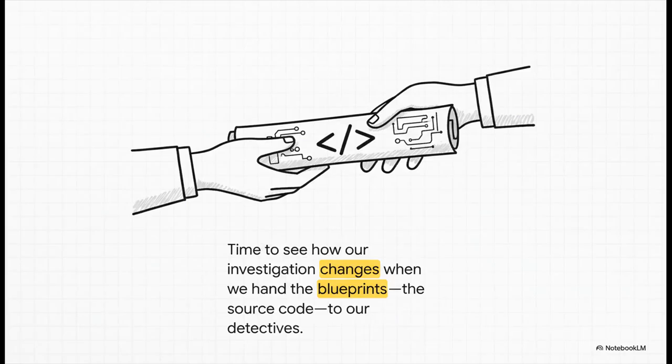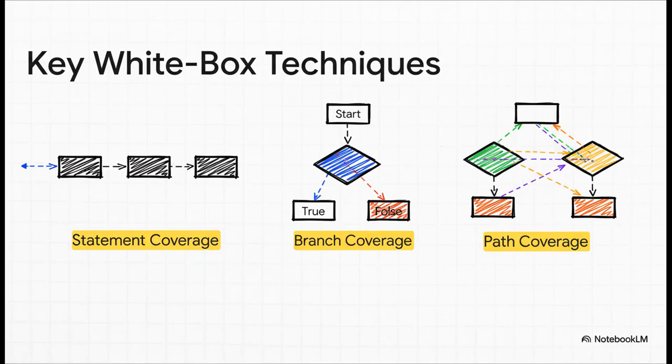All right, so we've seen what our outside-in detectives can pull off. Now it's time to see how the whole investigation changes when we hand over the blueprints, the source code, to our inside-out investigators. So with white box testing, the name of the game is coverage. How much of the code are your tests actually touching? The most basic level is statement coverage, which is like making sure you read every single line in a book at least once. A step up is branch coverage.